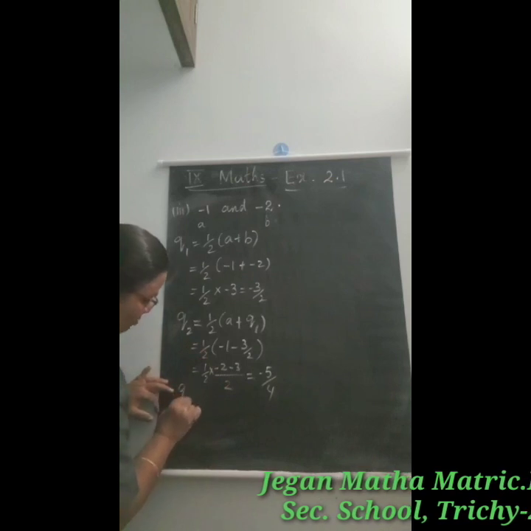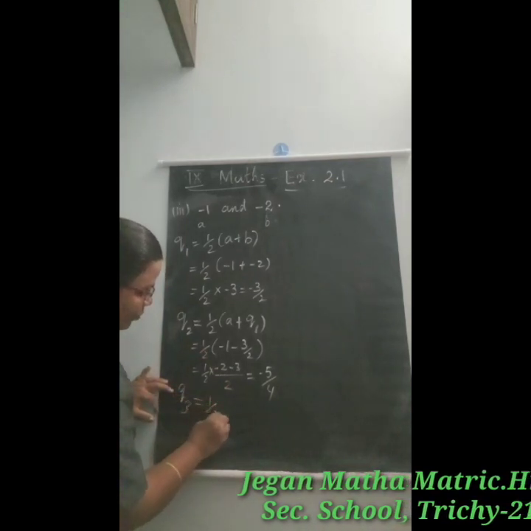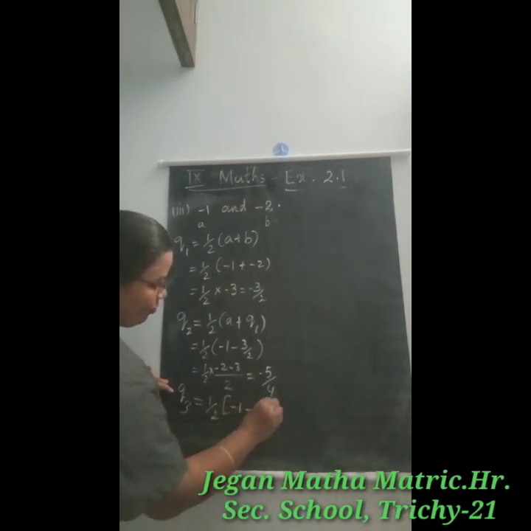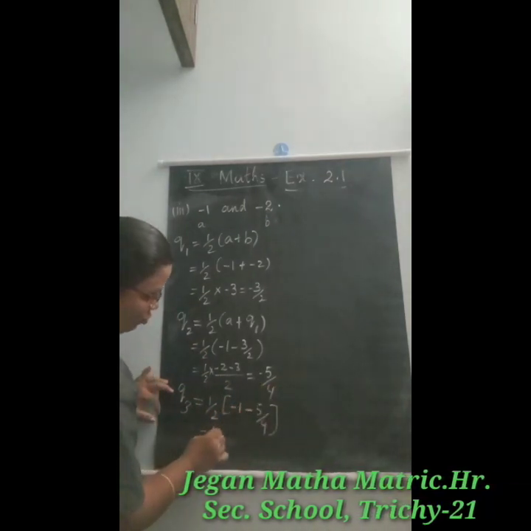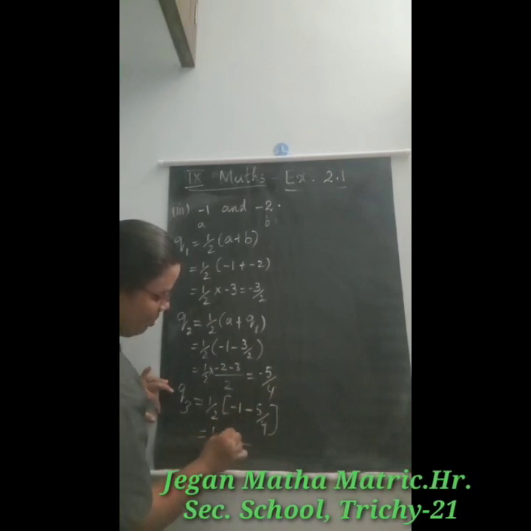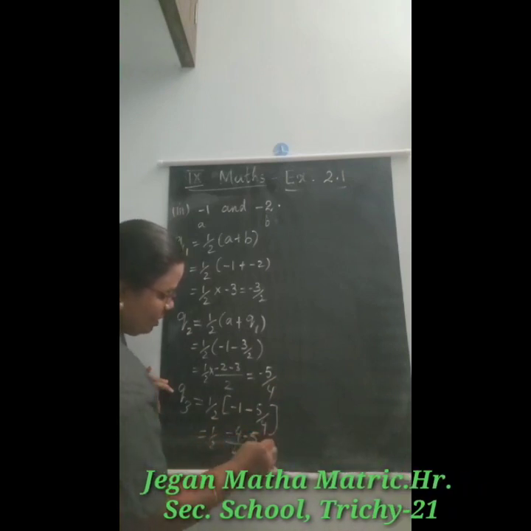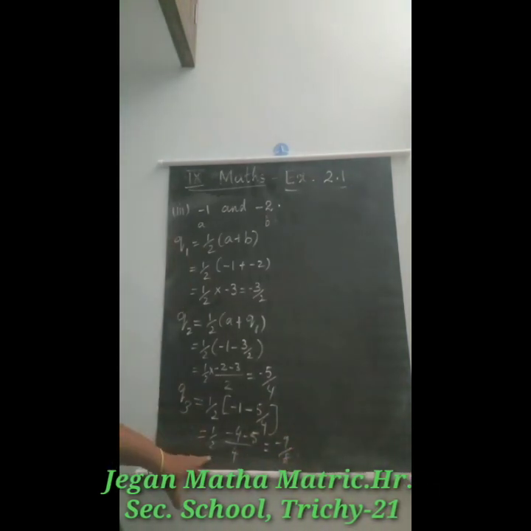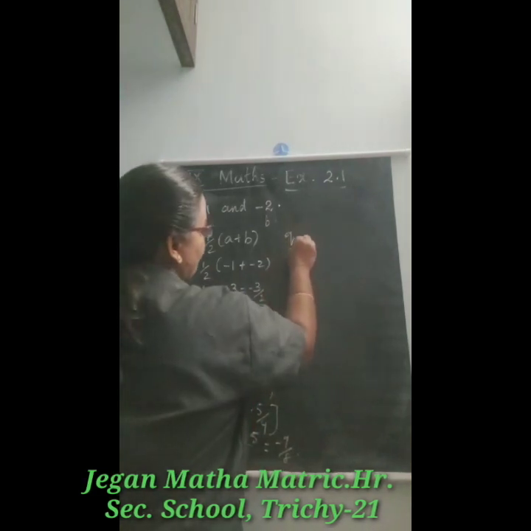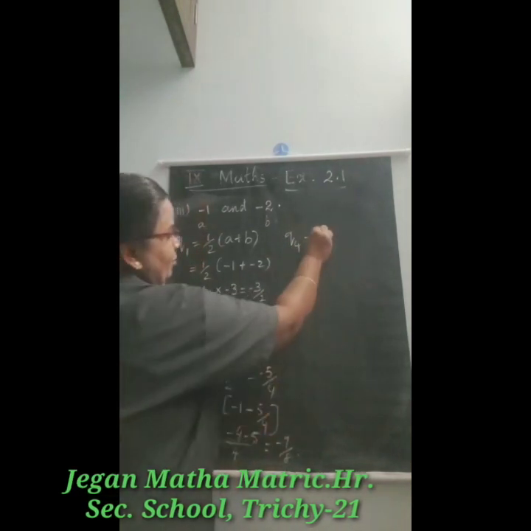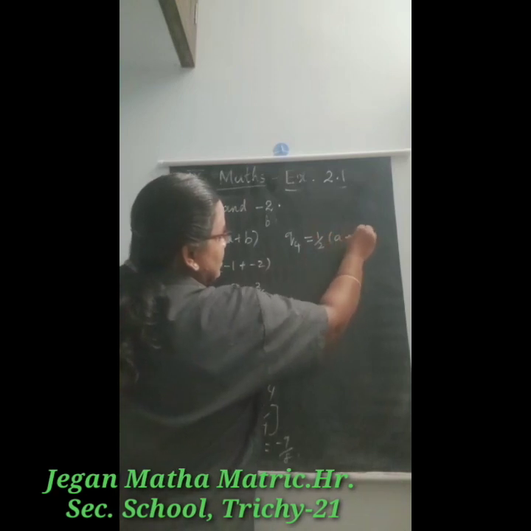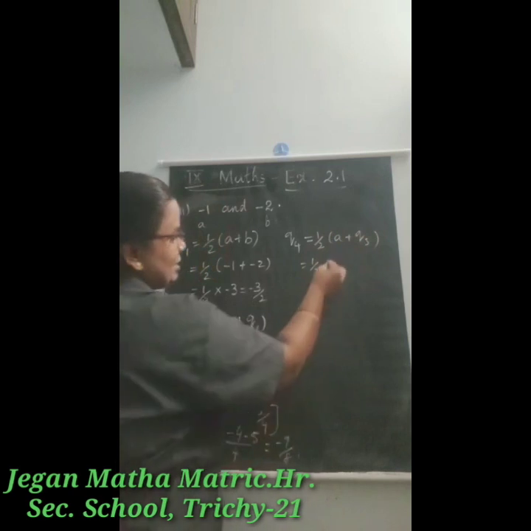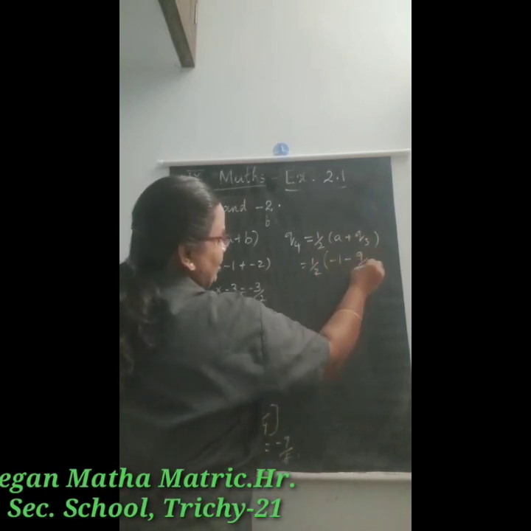What is Q3? That is equal to 1 by 2 into A, minus 1, minus 5 by 4, which is Q2. So that is equal to 1 by 2 into, 4 is the LCM, minus 4 minus 5. So that is equal to minus 9 divided by 8, that is Q3. And what is Q4? Q4 is equal to 1 by 2 into A plus Q3.